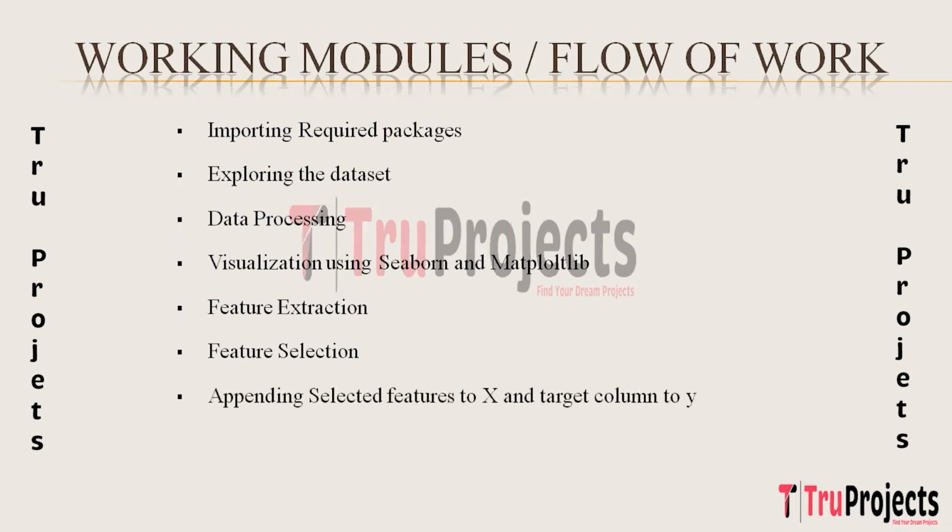The next step is appending selected features to X and target column to Y. Here we organize the data into input features for X and the target variable to Y. X contains the selected features while Y contains the variable we want to predict, which in this case is airfare prices. The next step is splitting the data to train and test. Here the dataset is divided into training and testing subsets. The training subset is used to train the machine learning models, while the testing subset is reserved for evaluating the model's performance on unseen data.